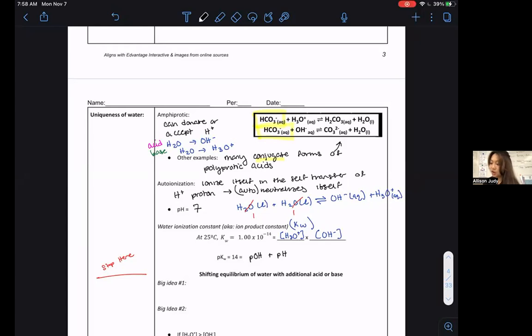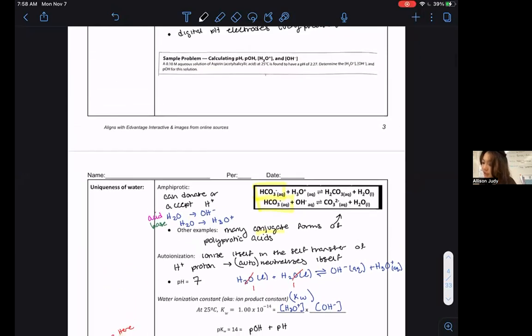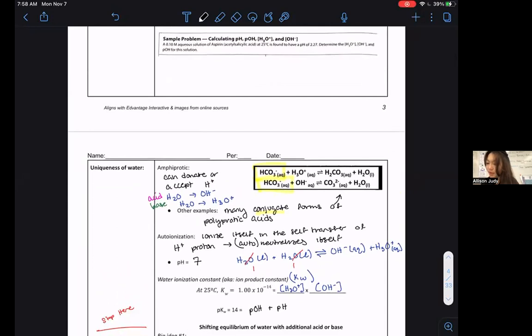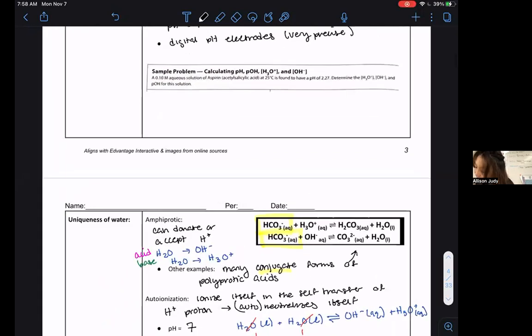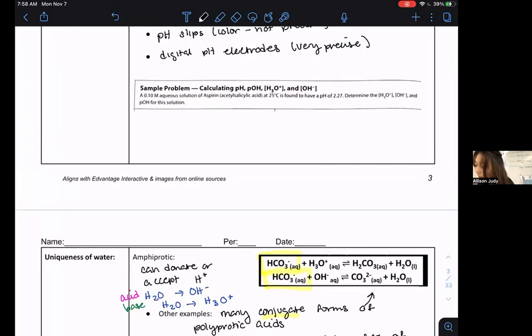So I go back up here to the sample problem, and I realized I should have moved that sample problem down. But what we have here is a 0.10 molar aqueous solution of aspirin at 25 degrees Celsius found to have a pH of 2.27. Determine the H3O plus, the OH minus, and the pOH for the solution. So I'm going to ask you to put a lot of things together. First and foremost, you're told the pH.